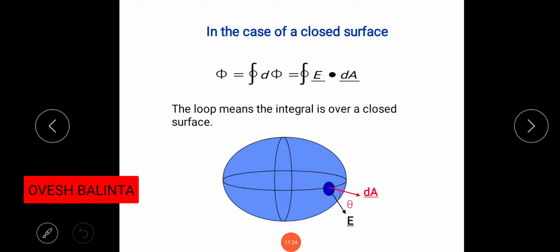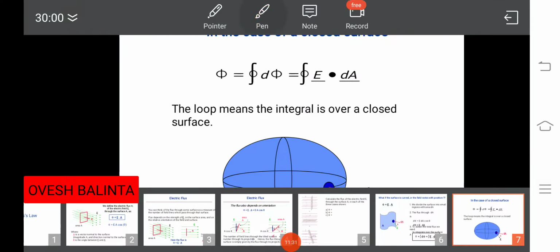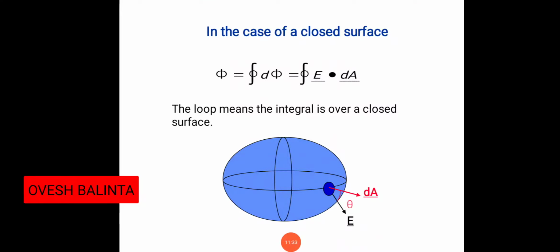So we have to consider the total closed surface. See, this one is our closed surface area.